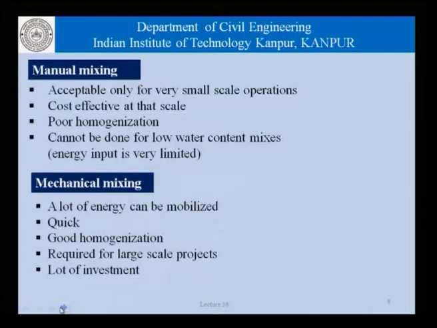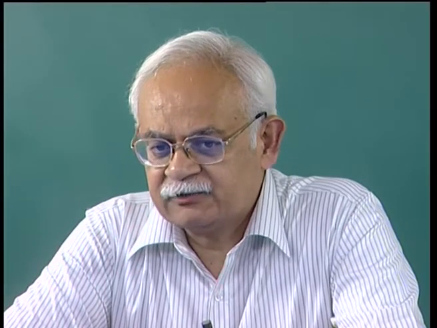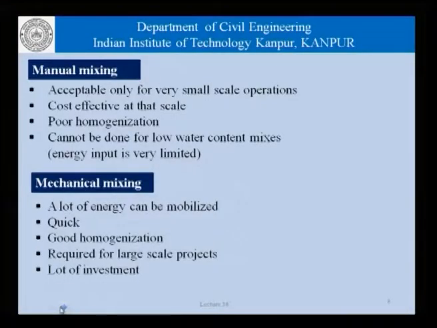In contrast to that, as far as mechanical mixing or mixing using mixers is concerned, it is obvious that we can mobilize a lot of energy. Therefore, the concrete that we get is quickly obtained, that is the mixing process takes a lot less time. The homogenization is good and it is an absolute requirement as far as large scale projects are concerned, but it requires a lot of investment. That is, if you are setting up a plant, then obviously there is a whole lot of logistics, there is a lot of investment to be done before the concrete starts to be produced.